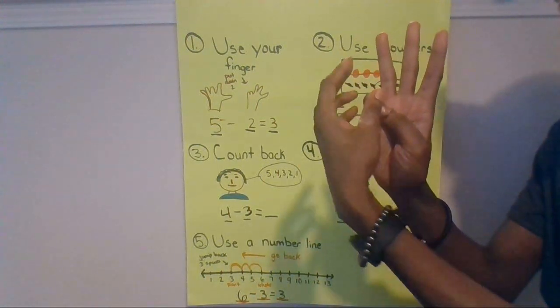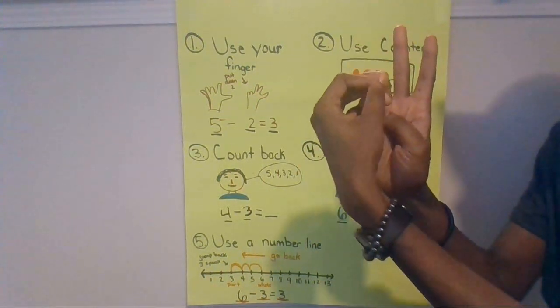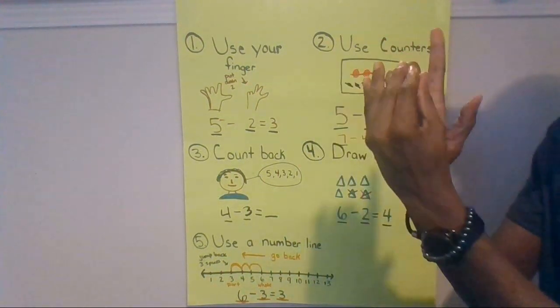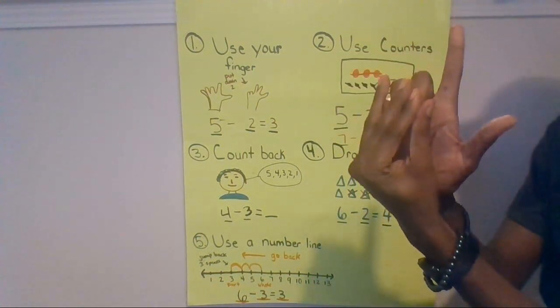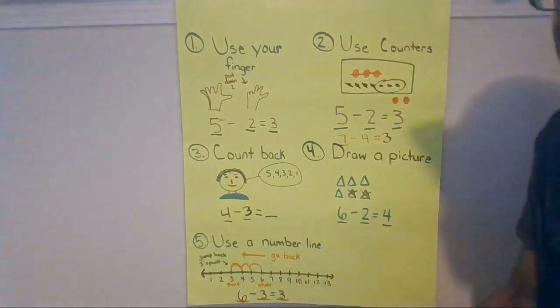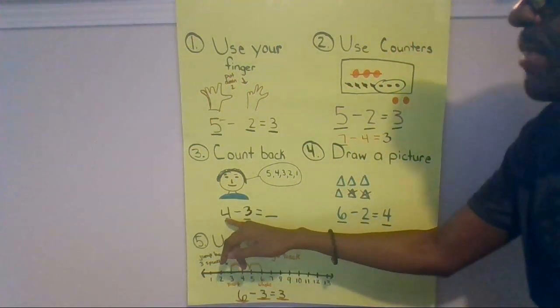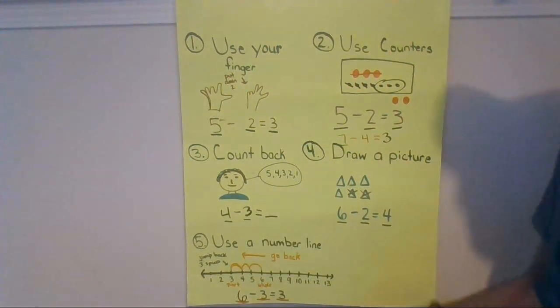4, 3, 2. So did I take away my 3? How many I got left? 1. All right? Count back from 4 three times, okay? And it gives you 1.